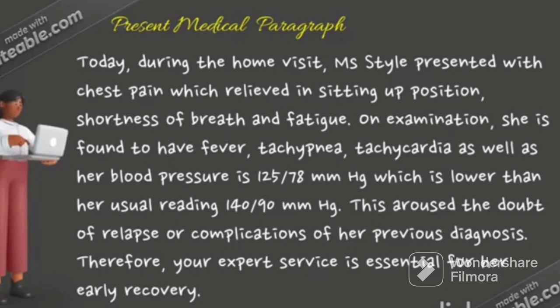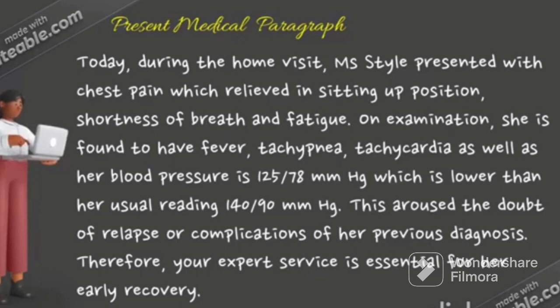On examination, she is found to have, here we could not write she was found to have because we are writing the letter today. So, we can write she is found to have fever, tachypnea, tachycardia, as well as high blood pressure, 125 by 78 mm mercury, but which is lower than her usual reading of 140 by 90 mm mercury. So, this aroused the doubt of relapse or complications of her previous diagnosis. So, because of these all sudden changes, because once after the treatment she came back to the home and she was compliant to the medication and everything, even though these all problems happen.